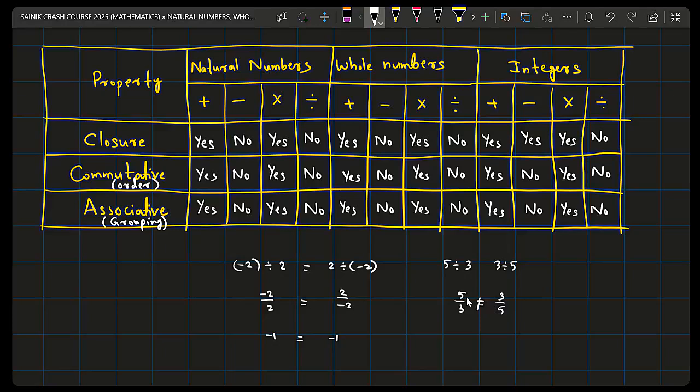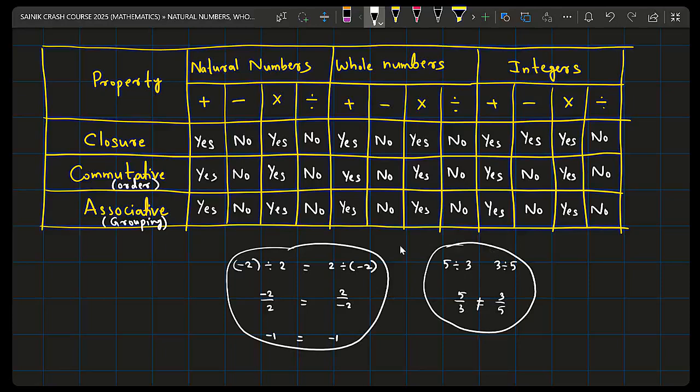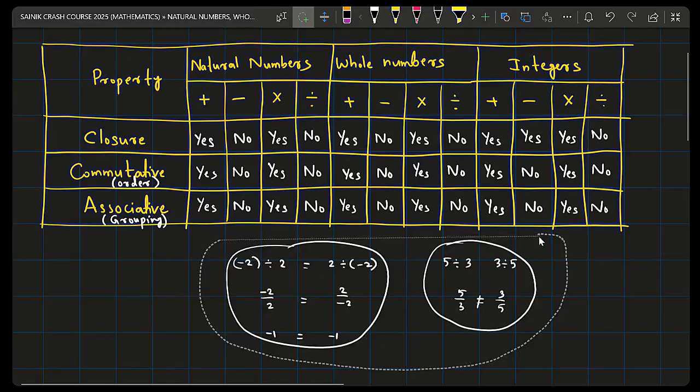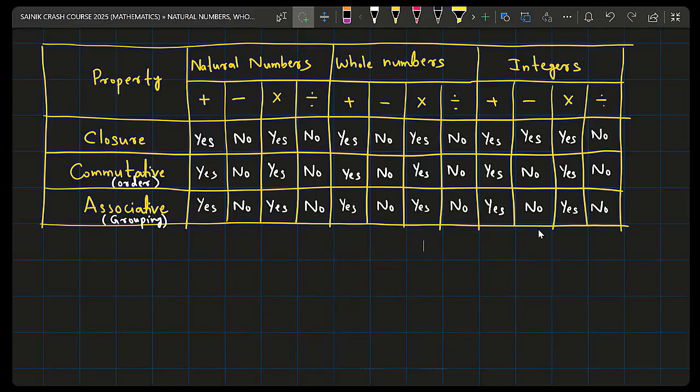No, that means for some numbers it is satisfied, for some numbers it is not satisfied. Then you are going to say that the property is satisfied for all numbers, all integers? No, that means we say that a property is satisfied only when it is satisfied for all the numbers, not only a few numbers. Okay?